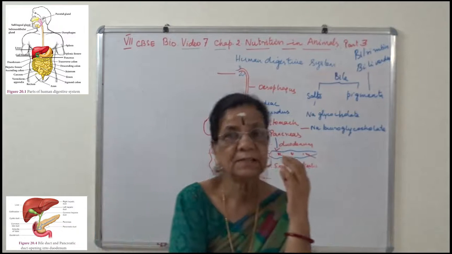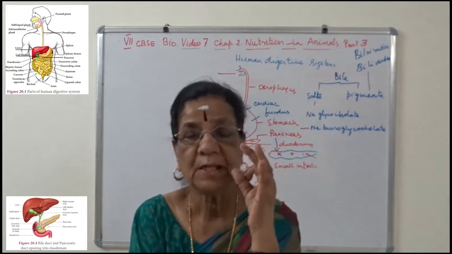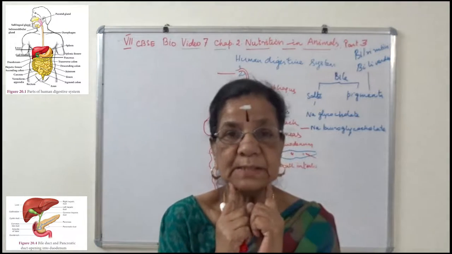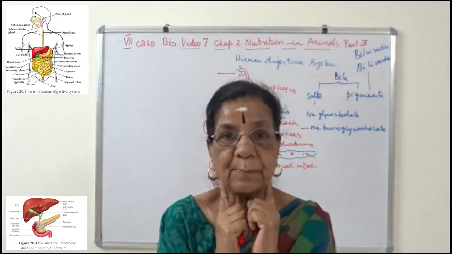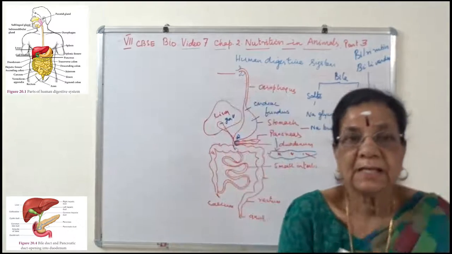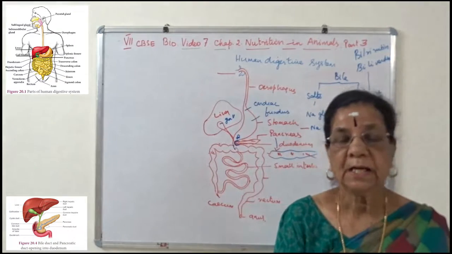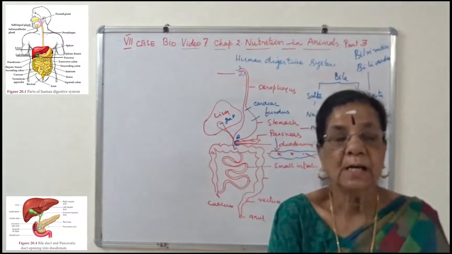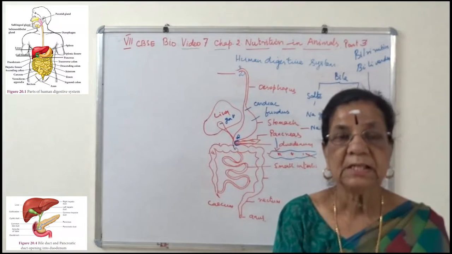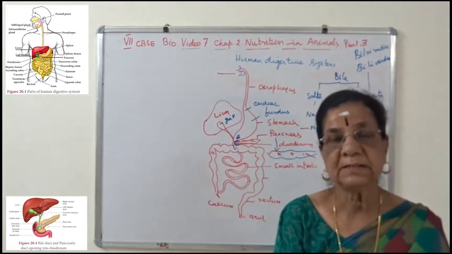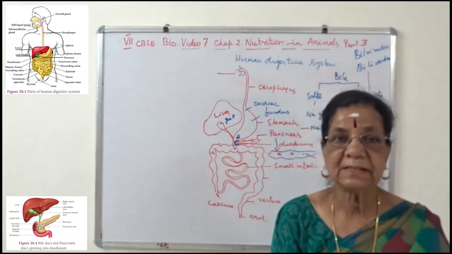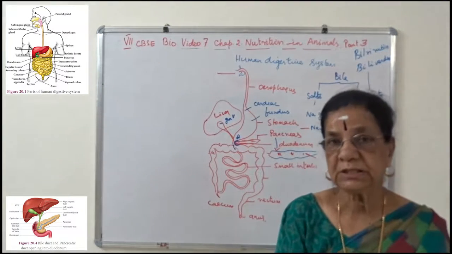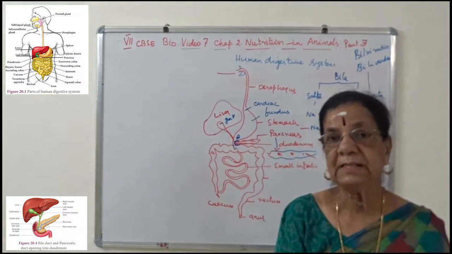The salivary gland is of 3 types: parotid in the cheek, sublingual beneath the tongue, and submaxillary at the angle of jaw. I repeat, parotid in the cheek, sublingual beneath the tongue, and submaxillary at the angle of jaw. This is the location for salivary gland.